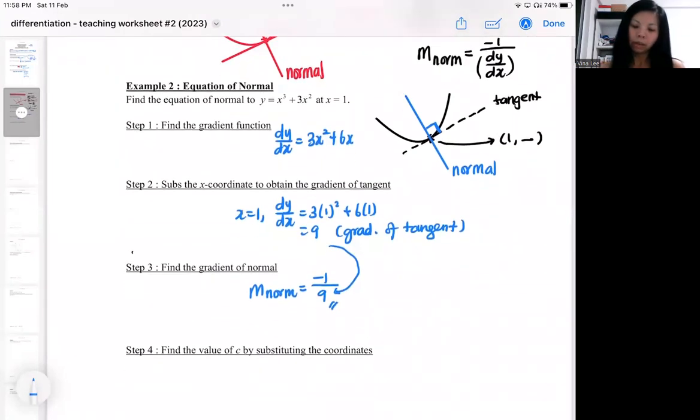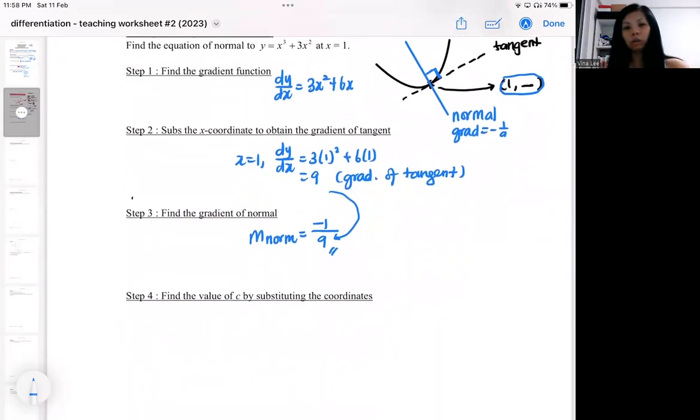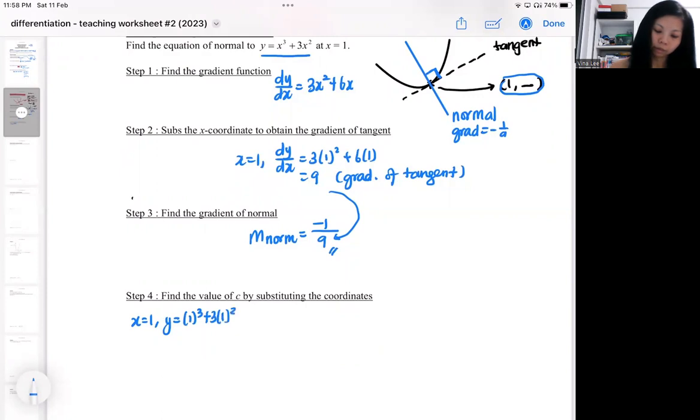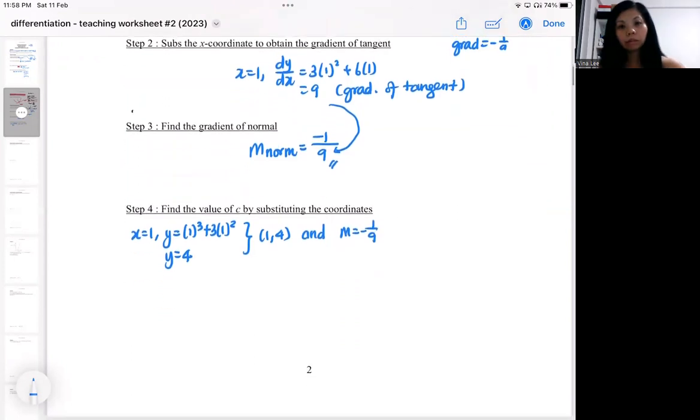And, okay, so right now I've already got the gradient. So the gradient is -1 over 9. But my coordinate is missing. So as with the idea of chord job, if you would like the equation, you must have a full coordinate. So I'm going to find the coordinate first by putting into the equation of the curve. So from here, I got a coordinate and a gradient of -1 over 9. Then I can perform my mx plus c.